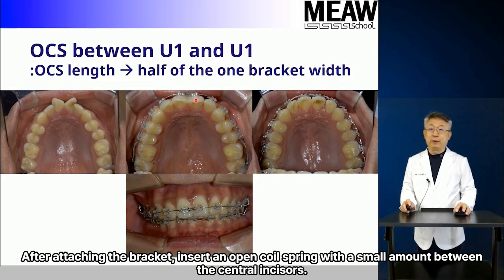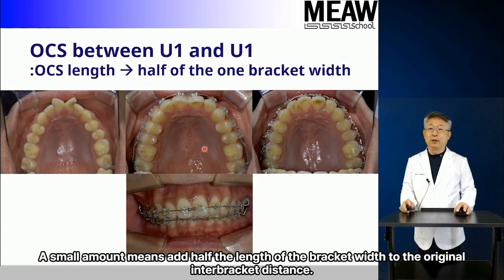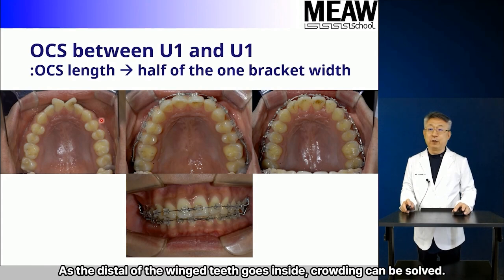After attaching the bracket, insert an open coil spring with a small amount between the central incisors. A small amount means add half the length of the bracket width to the original interbracket distance. So what will happen? As the distal of the winged teeth goes inside, crowding can be solved.